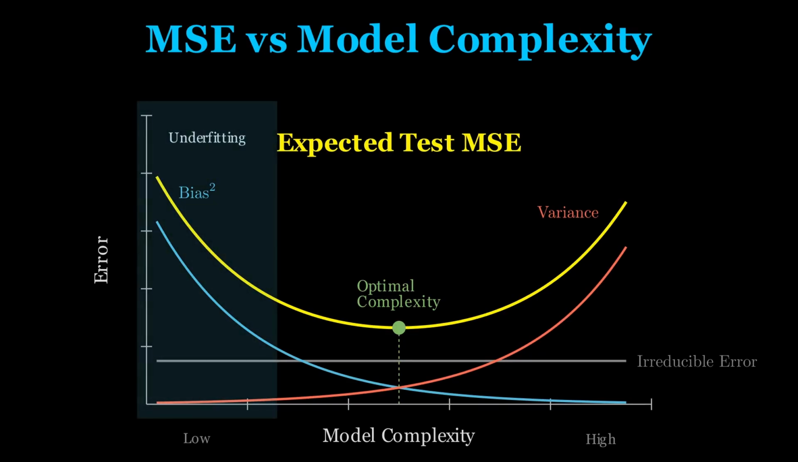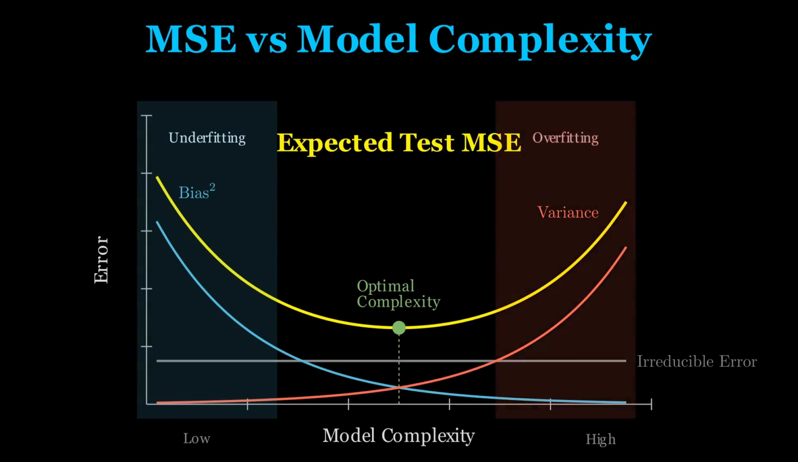On the left, we have the underfitting region, where models are too simple. On the right, we have the overfitting region, where models are too complex. The sweet spot lies somewhere in between. Understanding this trade-off is crucial for selecting the right model complexity in statistical learning.